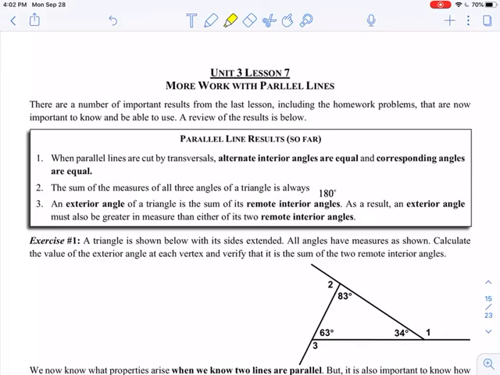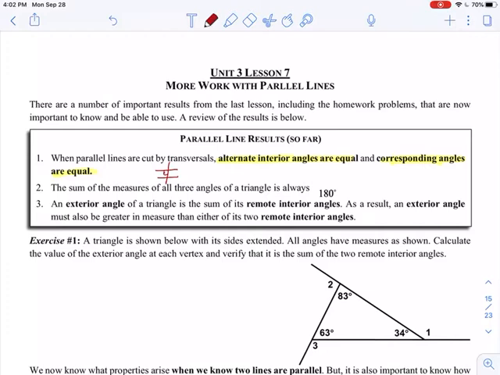Hi GeoH, this is Unit 3, Lesson 7, and today we're going to do some more work with parallel lines. The top right here is just a summary of some things that we've learned so far. The first one is that if I have two lines that are parallel and they're cut by a transversal, the alternate interior angles are congruent and the corresponding angles are congruent to each other.